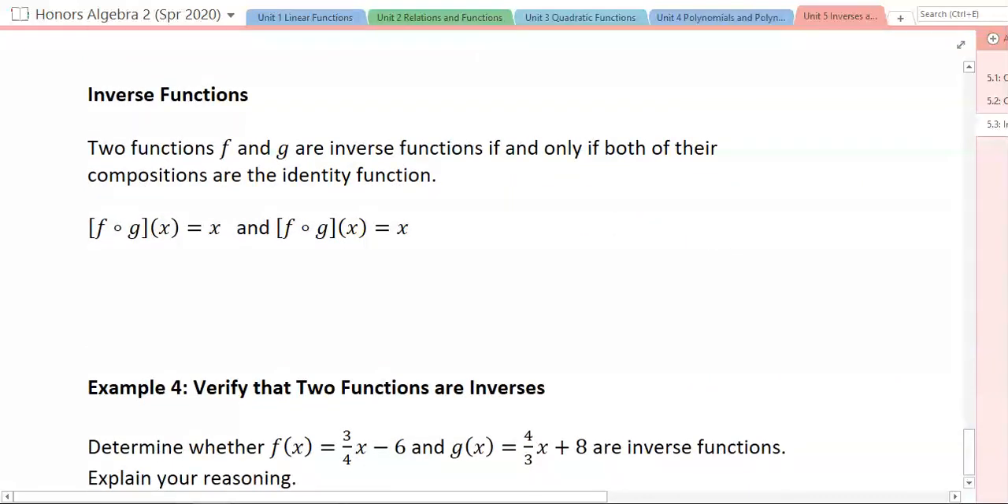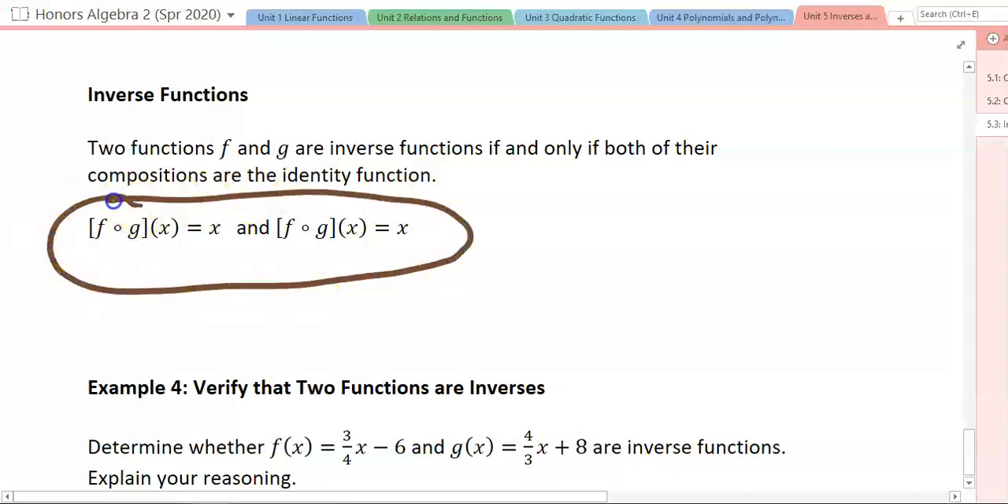So inverse functions, this is our last thing we're going to look at today. Two functions, f and g, are inverse functions if and only if both of their compositions are the identity function. And what we're talking about there is this statement here, that if I take f of g of x, I get x. And if I take g of f of x, it is also equal to x. You might have noticed that it said f of g there for a second. I just changed it because, again, I found that error when I copied it over and didn't switch the order of them. So again, f of g of x is equal to x, and g of f of x is equal to x.